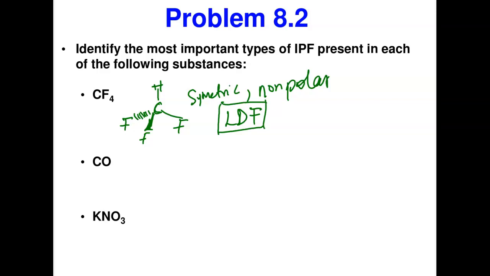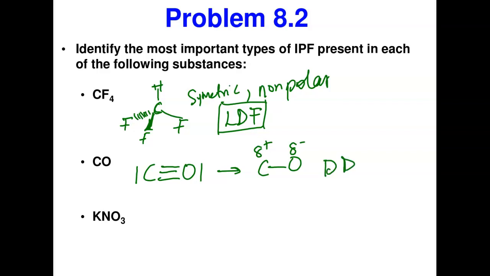Then what about this one? When carbon is connected to oxygen, of course, if you draw the Lewis structure of this, it's going to give you something like this. So what it means, the actual molecular geometry will be linear. And if you look at the difference between these two in electronegativity, this is very electronegative. It's going to be negative. This is less electronegative. It's going to be positive. This is a polar bond. And what it means, this molecule, carbon monoxide, can actually form dipole-dipole interactions with itself. So what we're going to have here is what? It is dipole-dipole interaction in this molecule, DD.